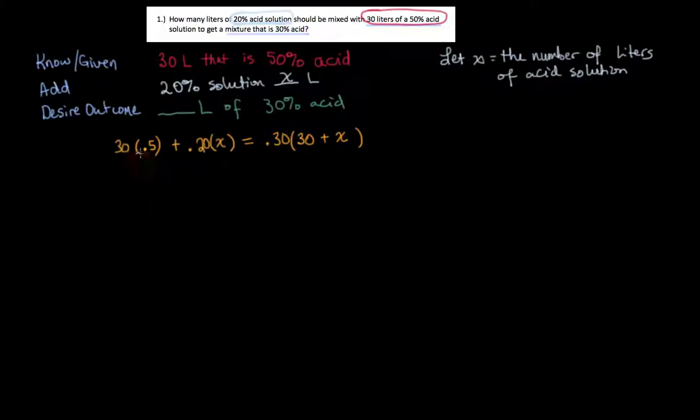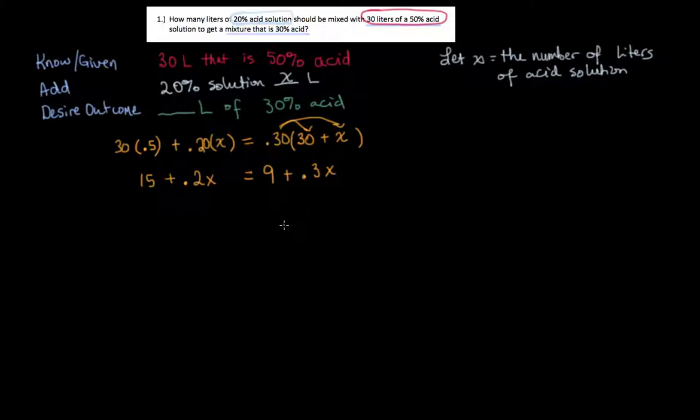So we're going to find the product here of 30 times 0.5. That would be 15. Plus, we're going to simplify that just to be 0.2x. And then we're going to distribute on the right hand side to remove our parentheses. So 0.30 times 30 would be 9 plus 0.3x if we distribute.